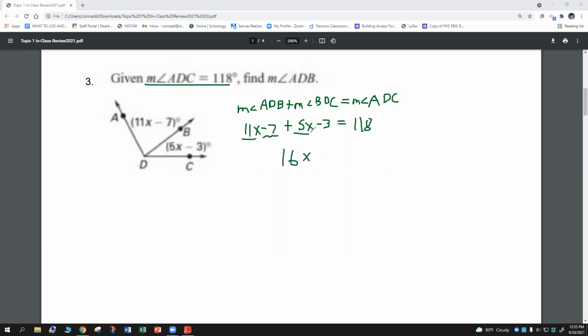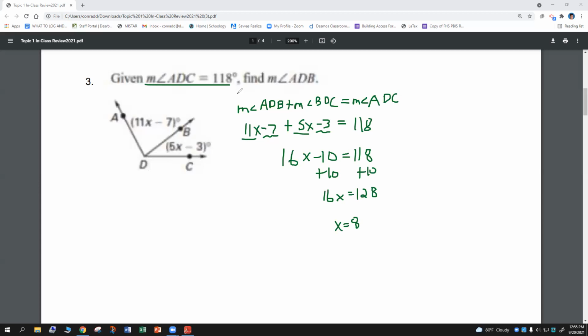We have -7 and -3. That's going to be -10 equals 118. Okay, and you can add 10 to both sides here. It's going to give us 16x equals 128. And when you divide both sides by 16, you're going to get x equals 8.